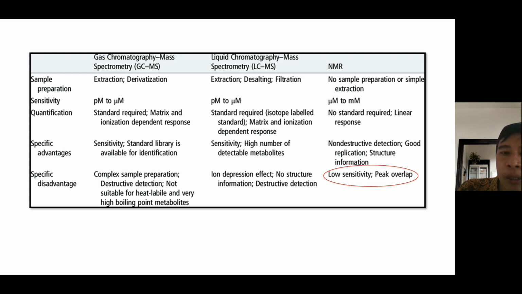I mean, technique. So LCMS, when you analyze your sample using LCMS, you will obtain more various metabolites that could be detected as compared with GCMS. But what is the specific advantage of NMR, nuclear magnetic resonance? This is because you don't need to extract your sample.